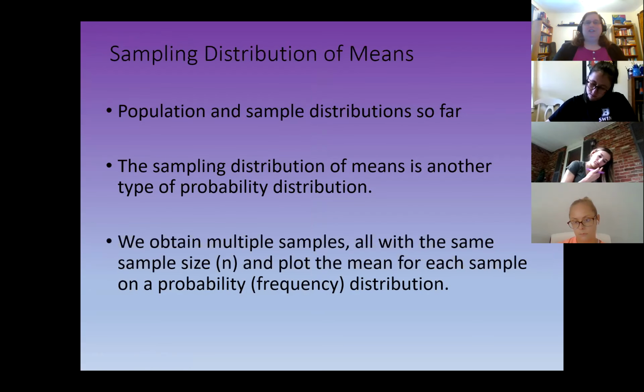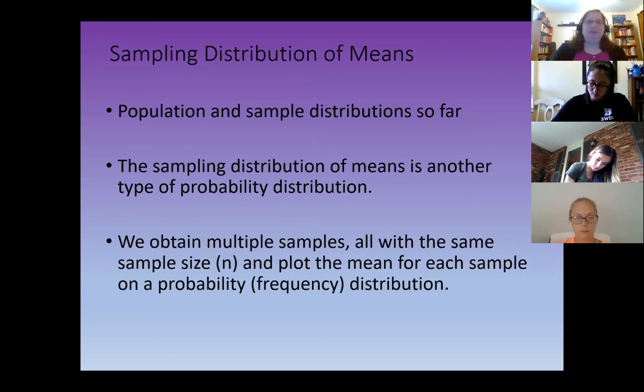All right. So far, we have talked about population and sample distributions. But I want you to know about one more sampling distribution, and that's the sampling distribution of means. That's another type of probability distribution. So here's how this works. We obtain multiple samples, all with the same sample size n, and plot the mean for each sample on a frequency distribution.